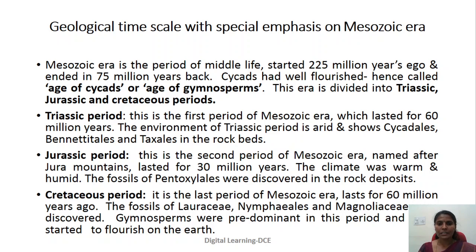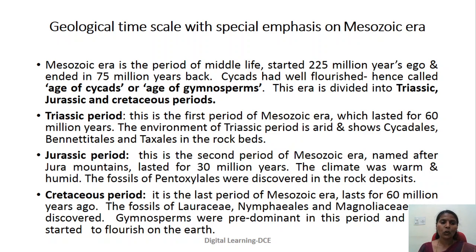Triassic period is the first period of Mesozoic era which lasted for 60 million years, where the environment is arid and shows cycadales, benedictales and taxales in the rock beds, which is followed by Jurassic period. It is the second period of Mesozoic era which is named after Jura Mountains, which lasted for 30 million years. Here the climate was warm and humid. The fossils of pentoxylales were discovered from the rock beds of Jurassic period. In this period, dinosaurs were dominant.